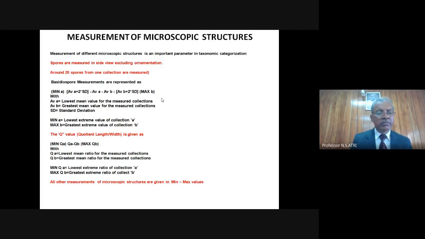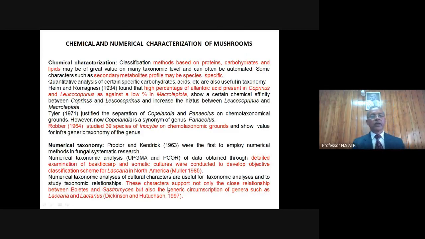You take the average of minimum and the average of maximum measurement, and you put it in this formulation: the lowest mean value for the measured collections, the greatest mean value for the measured collections, and standard deviation. Put in this formulation and you will get the Q value. So this is very important. All the measurements of microscopic structures are given in minimum and maximum value.